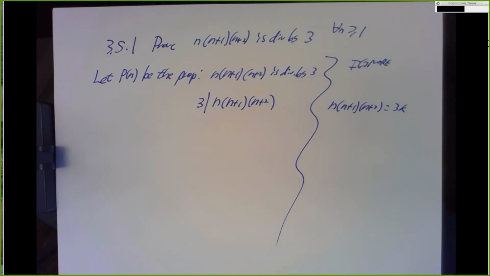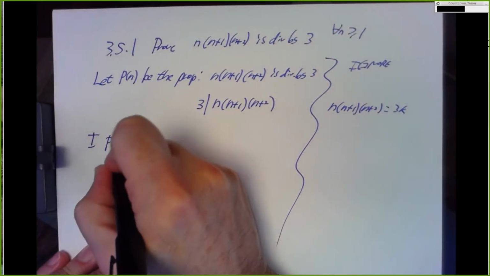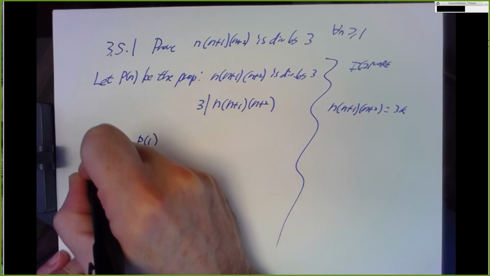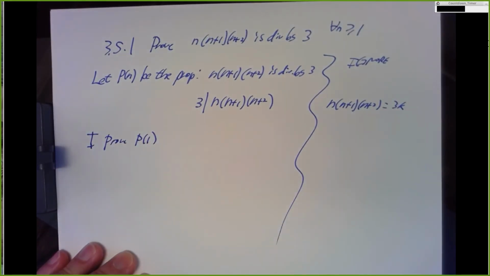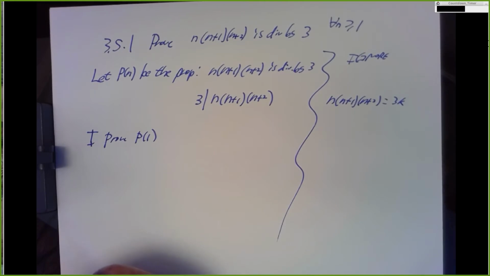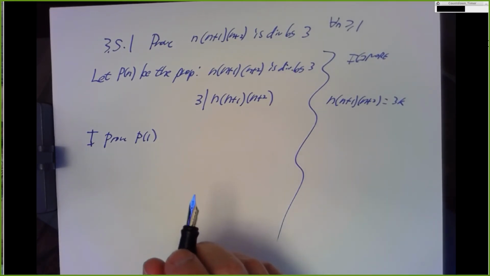Well, if we're going to use a proof by mathematical induction, which is what we're told we have to use, what are we going to need to do? What are the 2 things we need to show? Almost. Those are part of it. Yeah, we need to show that P of 1 is true. And then we need to show the inductive step. We need to show that P of n gets us P of n plus 1.